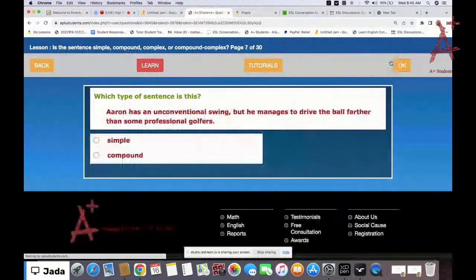Aaron has an unconventional swing, but he manages to drive the ball farther than some professional golfers. So simple or compound? Compound because we have but here, and but is a conjunction that is used to join compound sentences.